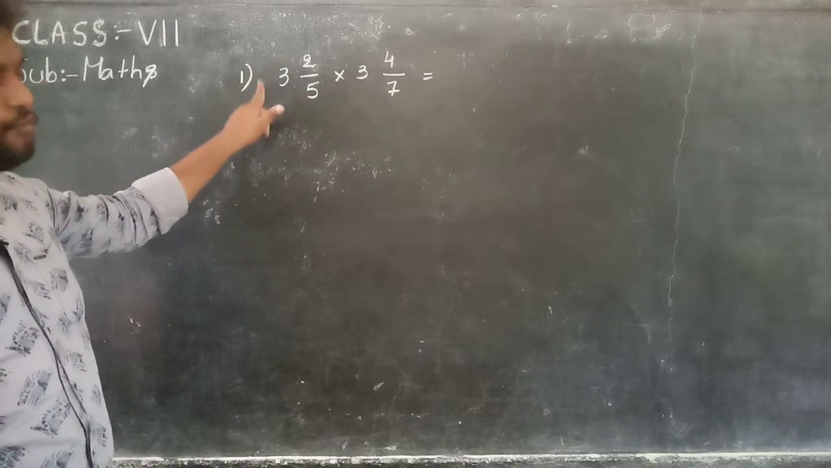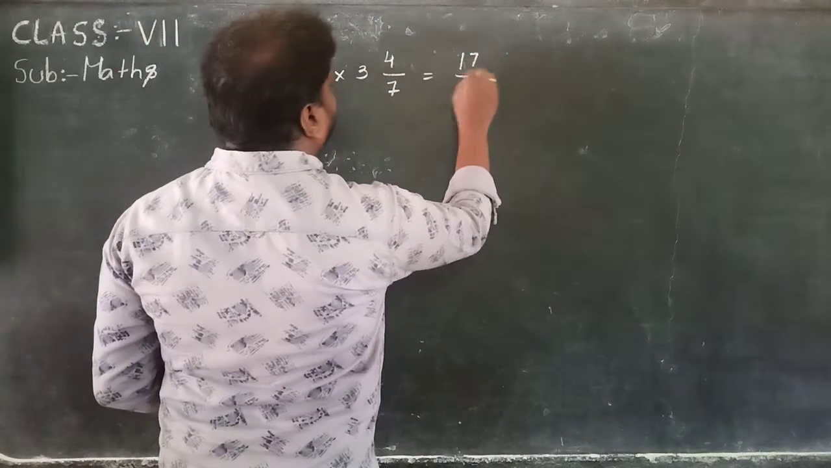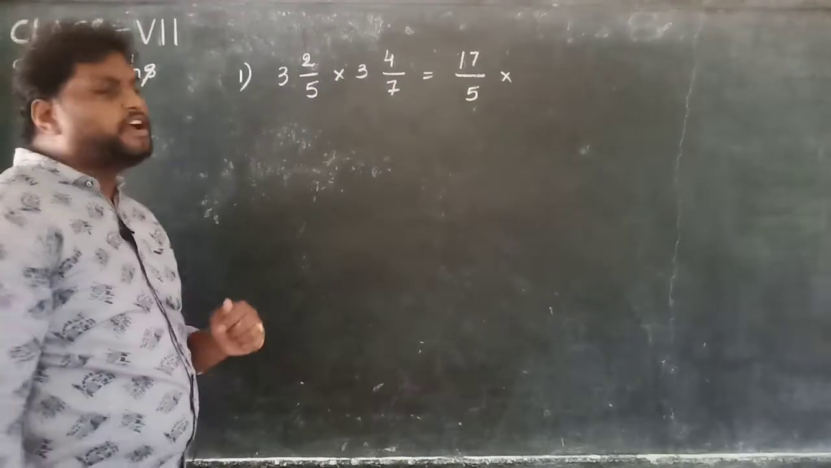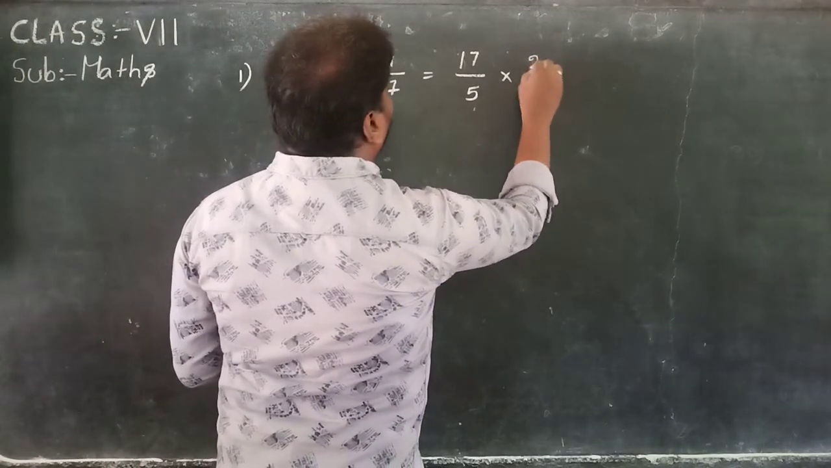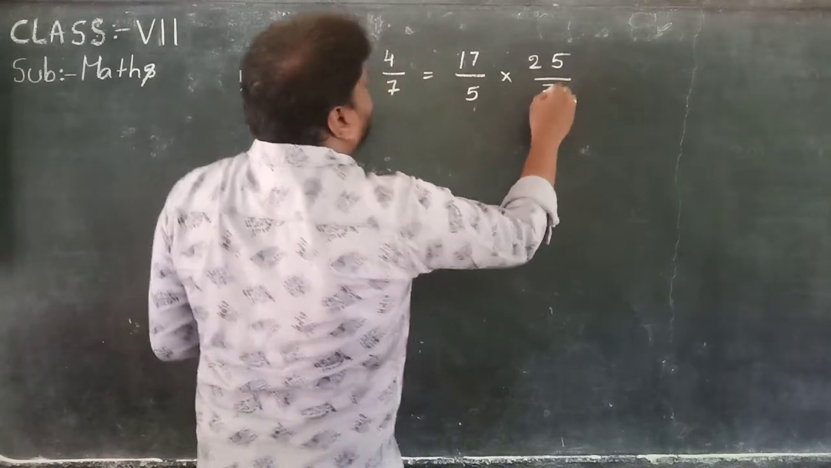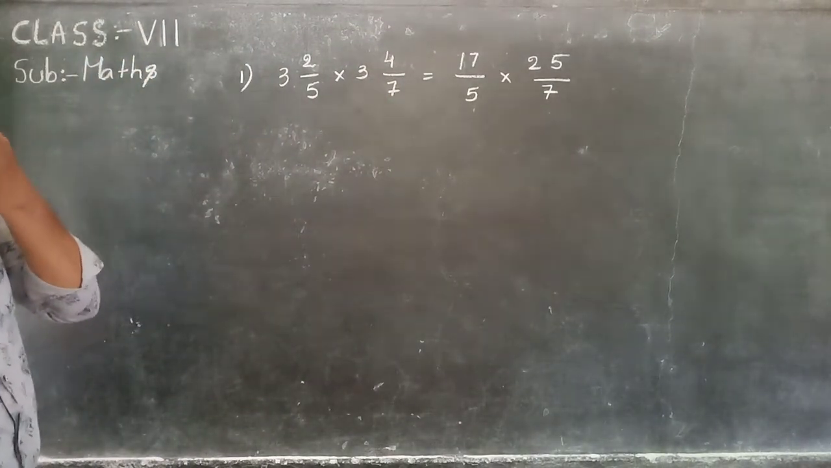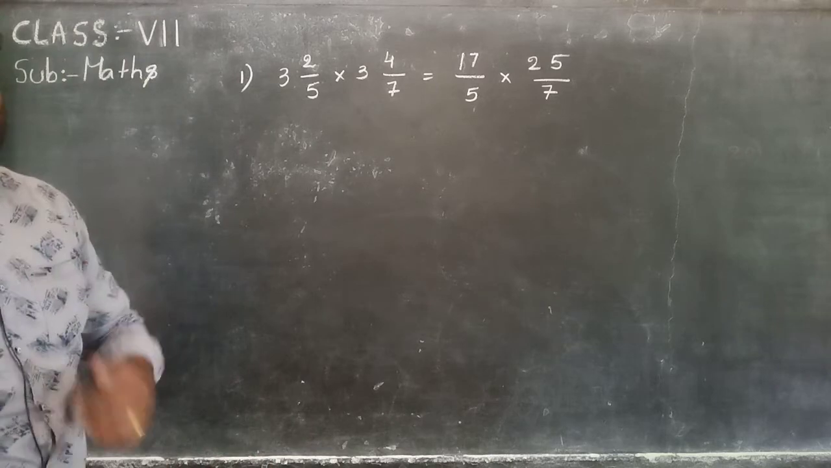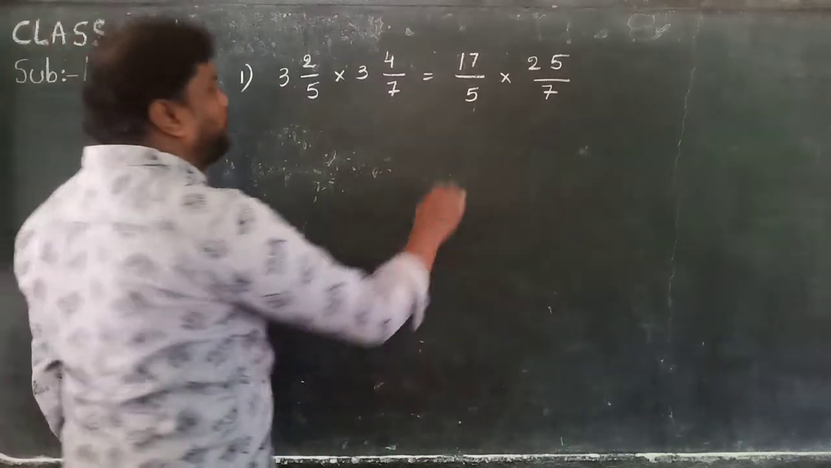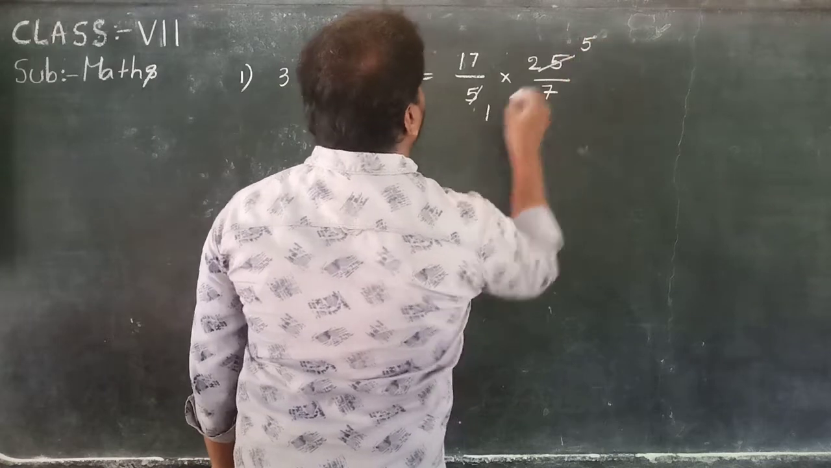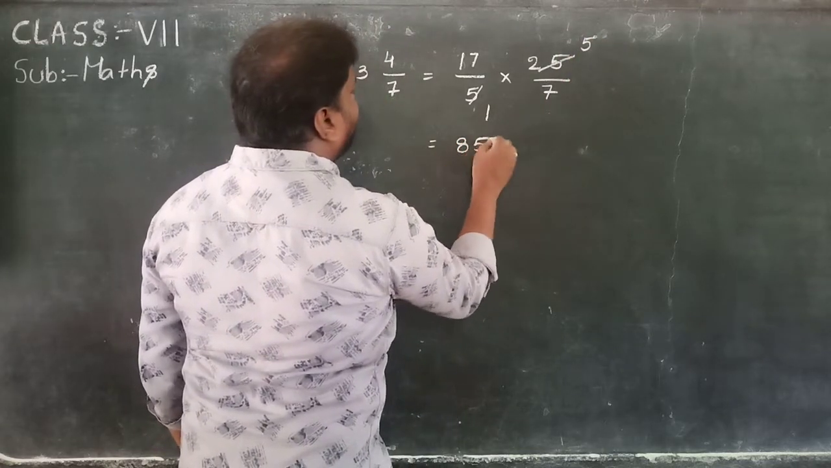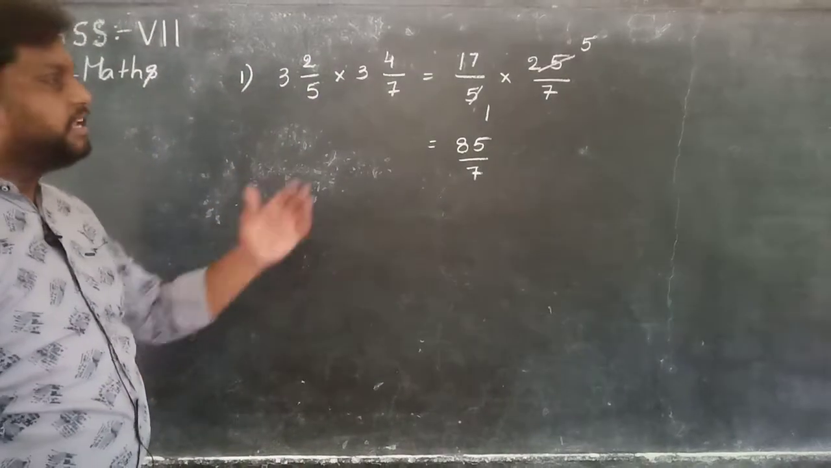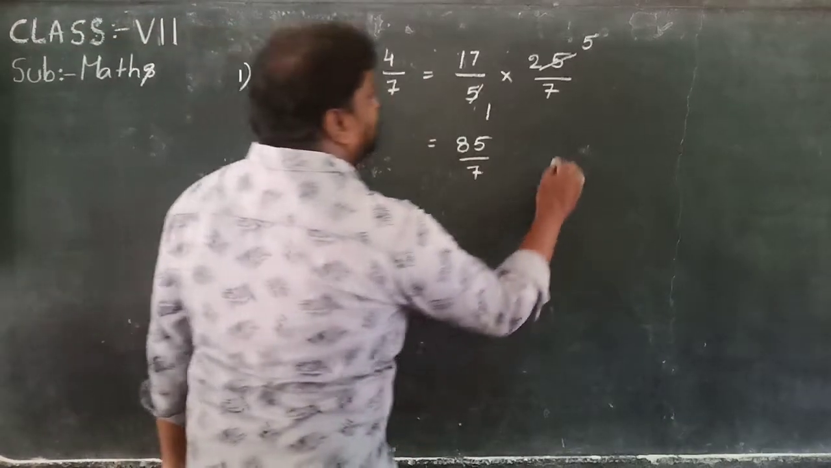5 3 jar 15 plus 2 is 17 by 5, into 7 3 jar 21, 21 plus 4 is 25 by 7. See here, 17 by 5 and 25 by 7. Here cancellation between numerator and denominator is possible. 5 1 jar 5, 5 5 jar is 17 5 jar is 85 by 7. 85 by 7 is an improper fraction. Then easily we can convert into a mixed fraction. 7 with 85.